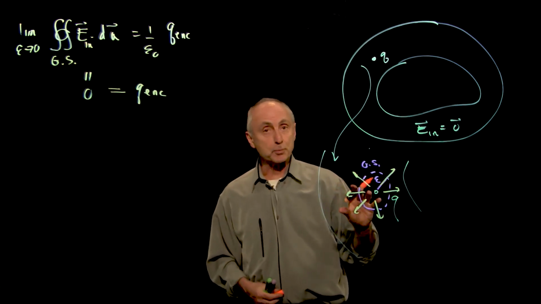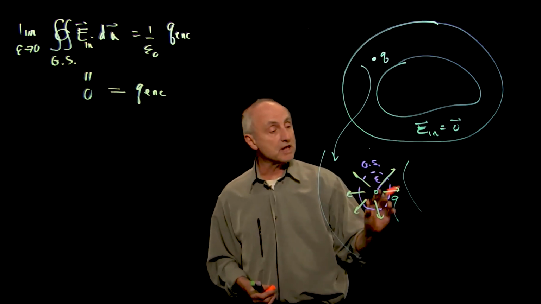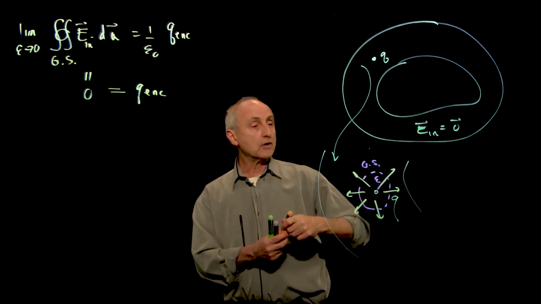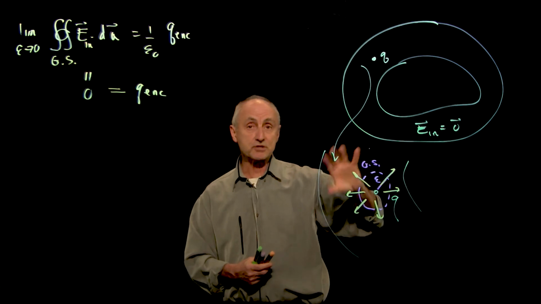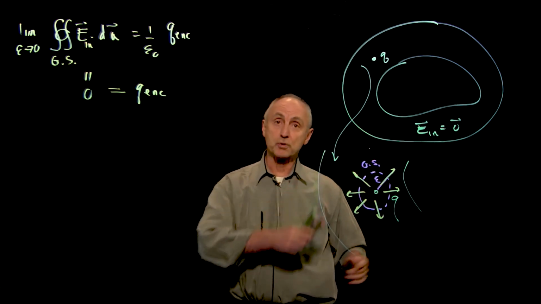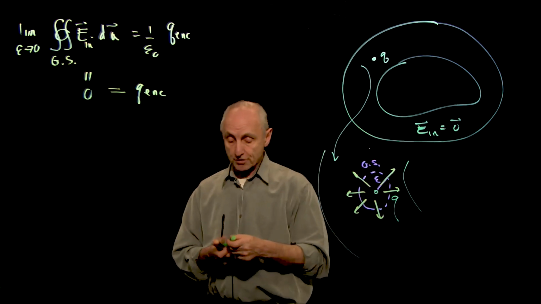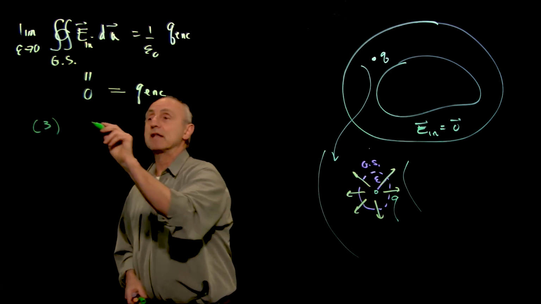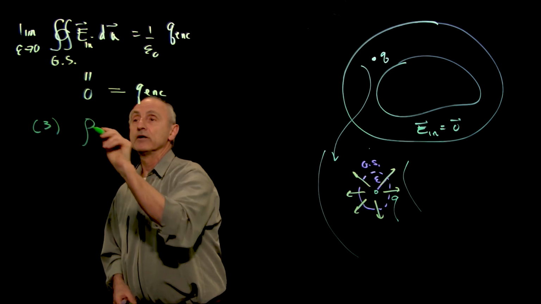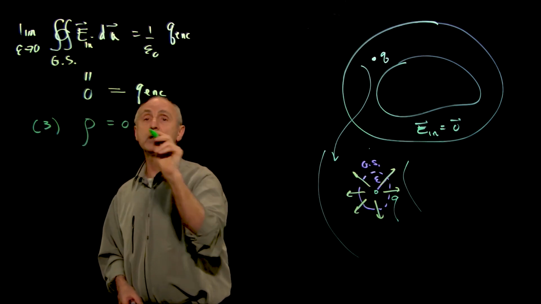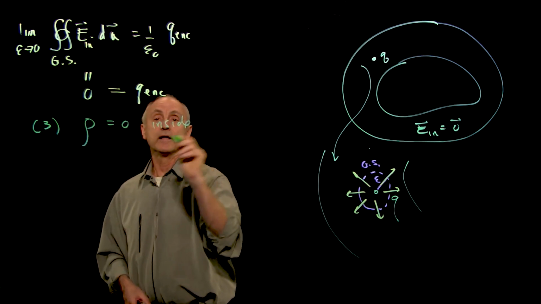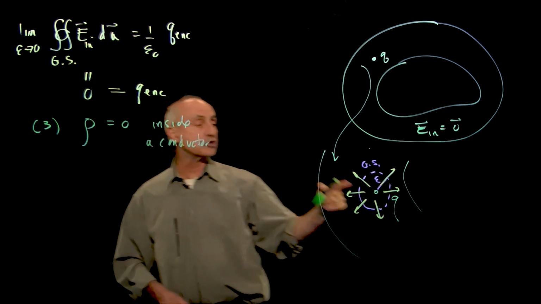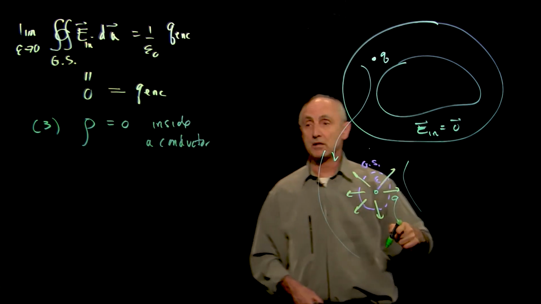Now, from a physical perspective, that makes sense too, because if there were charges in the conductor, then they would exert forces on all of the other charges in this conductor that are free to move, and the charges would keep on moving. So again, our third key condition at electrostatic equilibrium is that the charge density, rho, is 0 inside a conductor, i.e., there are no charge carriers in the interior metal of the conductor.